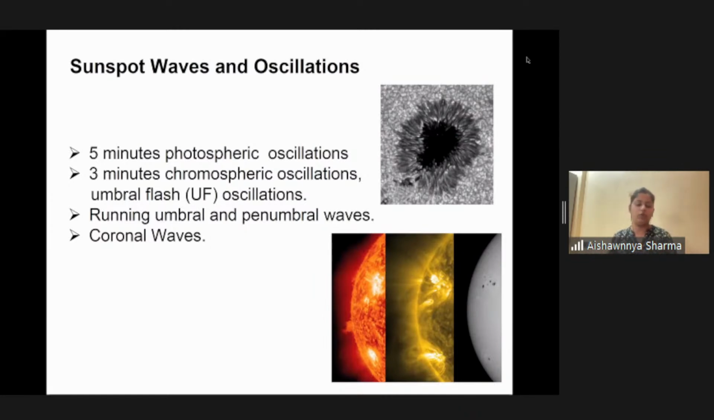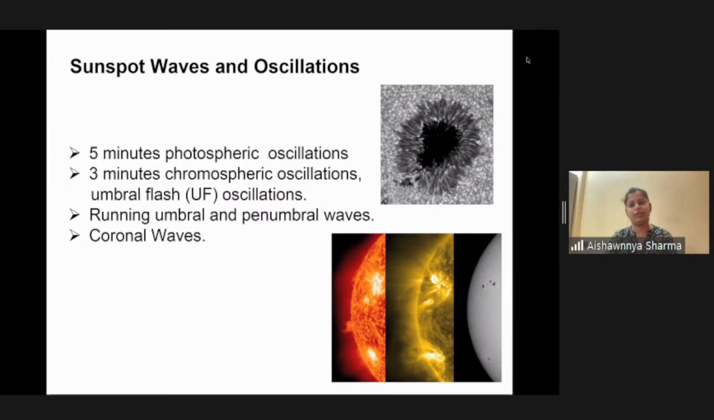As we know, wave study is important because by studying those waves, we can indirectly know about the medium along which these waves propagate. So if we find that these waves are connected somehow, we can imply that the solar atmosphere is also somehow connected. So that's why we do all these studies.